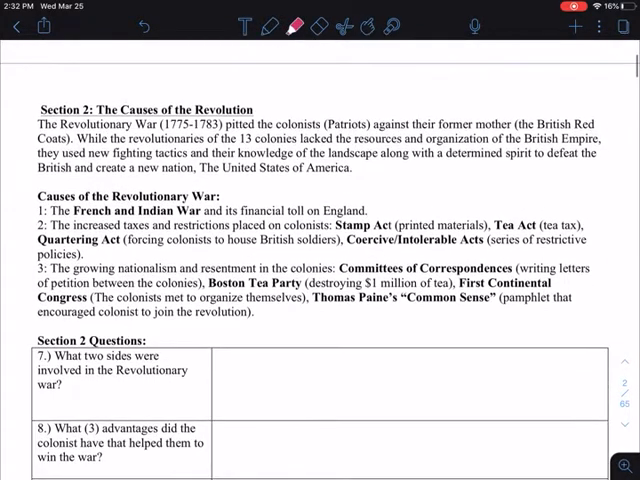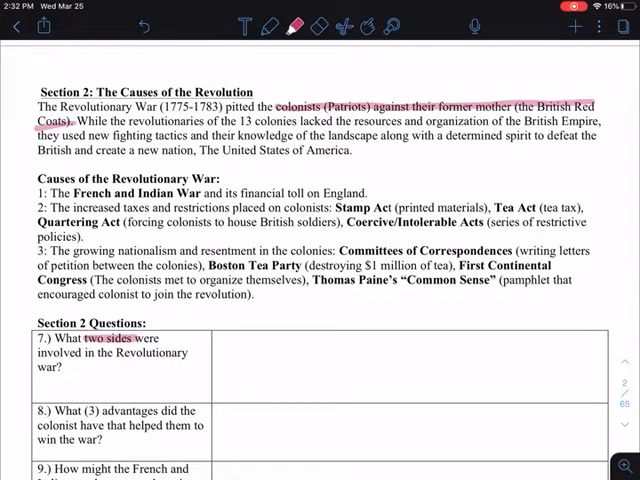And now we're into section 2. Hopping into the Revolutionary War. Your first question here is asking you two sides. This one should be pretty easy. You've got the colonists or the patriots against the mother country, redcoats. 3 advantages the colonists would have. If we look at the colonists and how maybe they were going to do better, they used new fighting tactics. They had knowledge of the landscape, and they had a determined spirit to defeat the British.